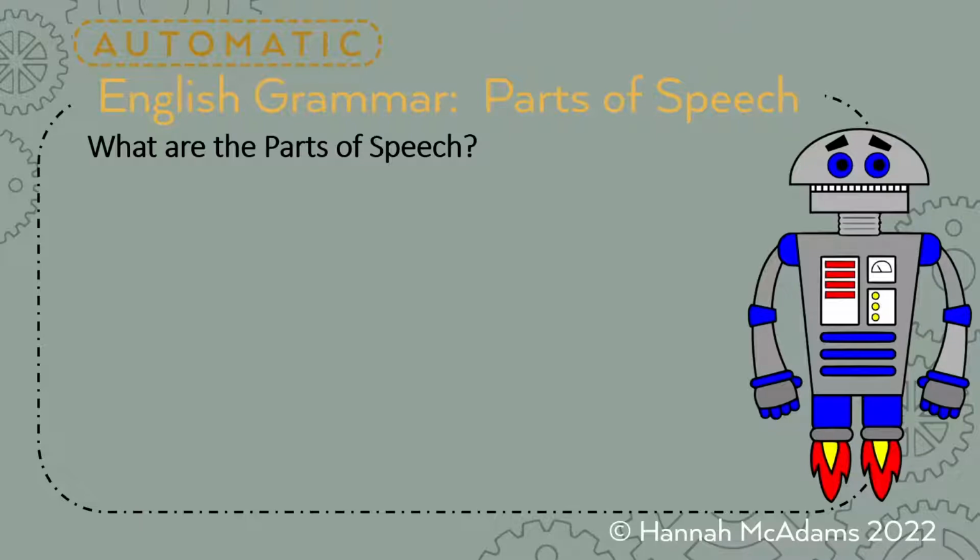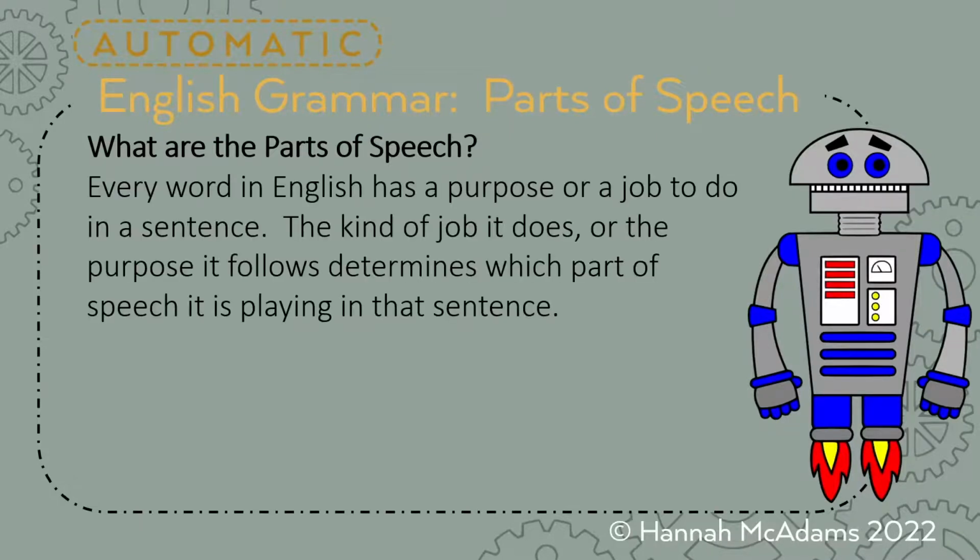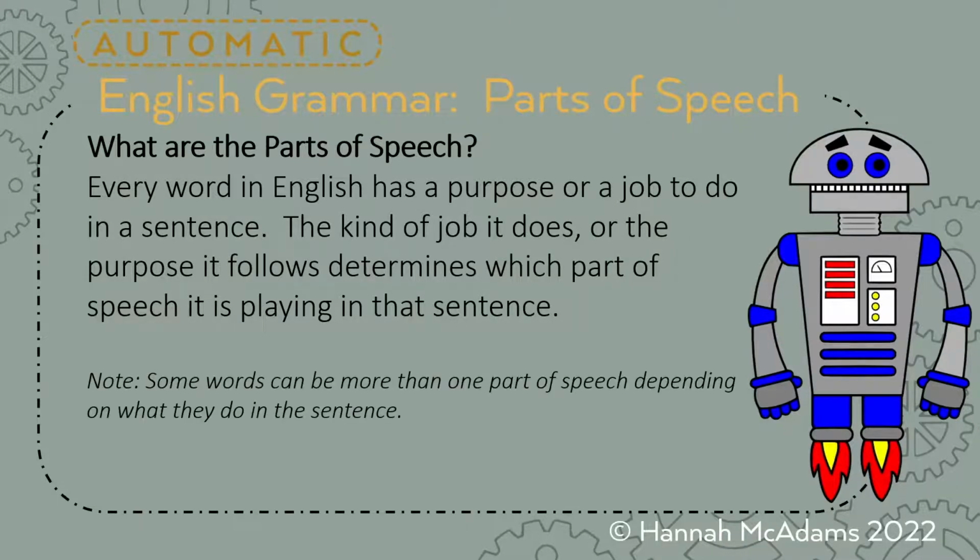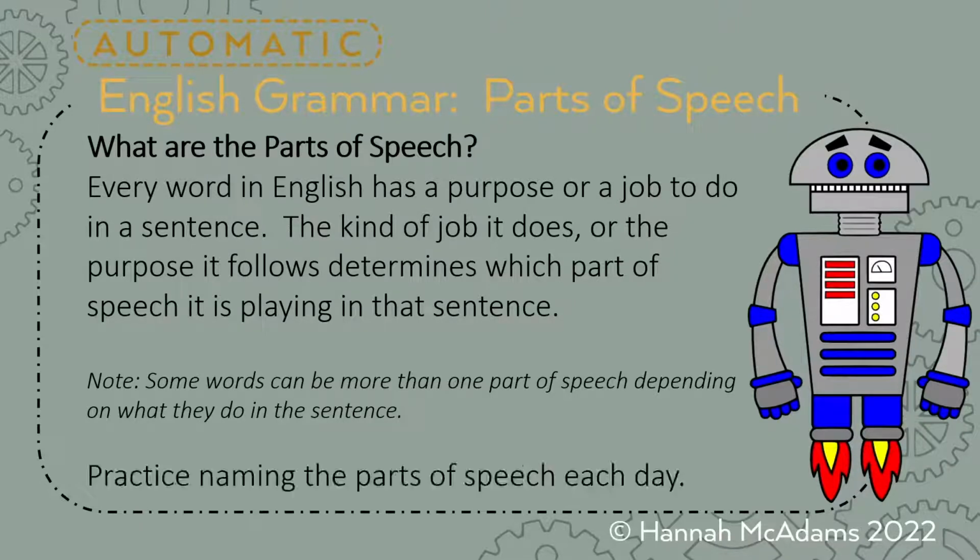So what are the parts of speech? Well, every word in English has a purpose or a job to do in a sentence. The kind of job it does or the purpose it follows determines which part of speech it is playing in that sentence. So just so you know, some words can be more than one part of speech depending on what they do in the particular sentence. We will study that later on, but probably not so much in Unit 1.